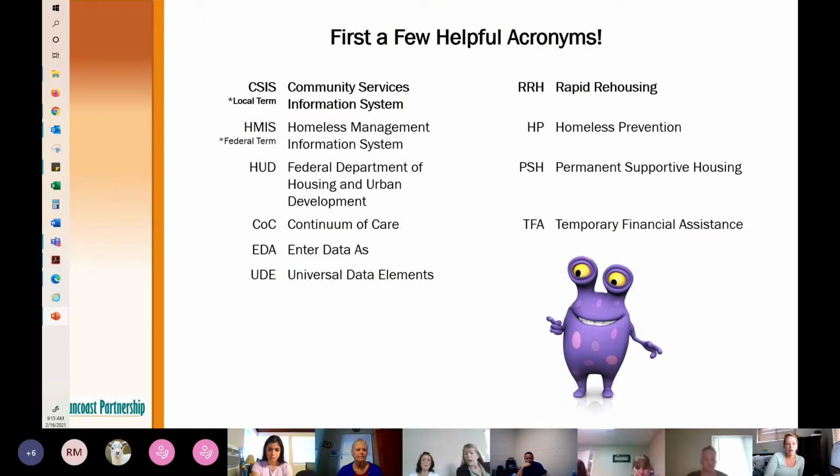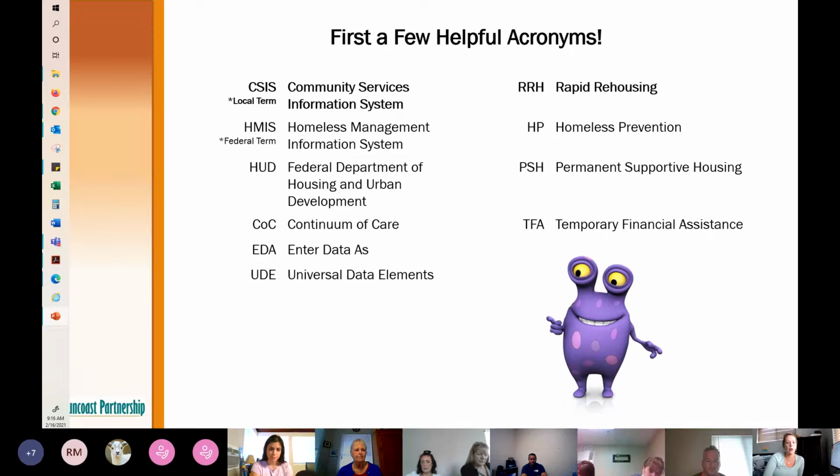I'm going to recap. There are a few helpful acronyms. Community Services Information is the local term of our HMIS. HMIS is your Homeless Management Information System. These two acronyms are used interchangeably, and I'm going to do my best effort to just refer to it as HMIS CSIS, cover all our bases.